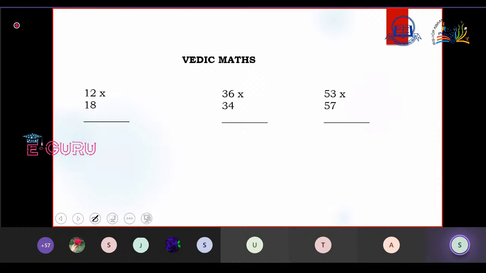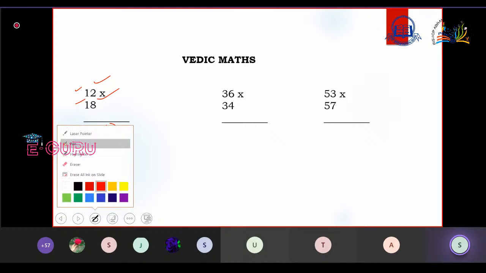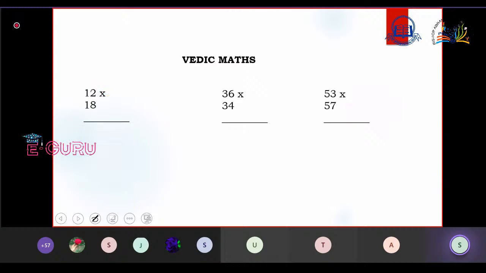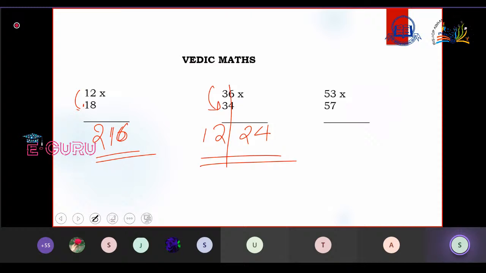Okay. And this is applicable in all such cases where the unit place sum is 10, and the rest of the digits are the same. Here again 2 plus 8 is 10, so you can apply this technique. 2 plus 8 is 10 and the remaining part is the same. So our answer will be 8 into 2, 16, and 1 and the next number is 2, 1 into 2, 2. So 216 will be the answer. Here the answer is 6 into 4, 24, and 3 into 4, 12. So 1224 will be the answer here.